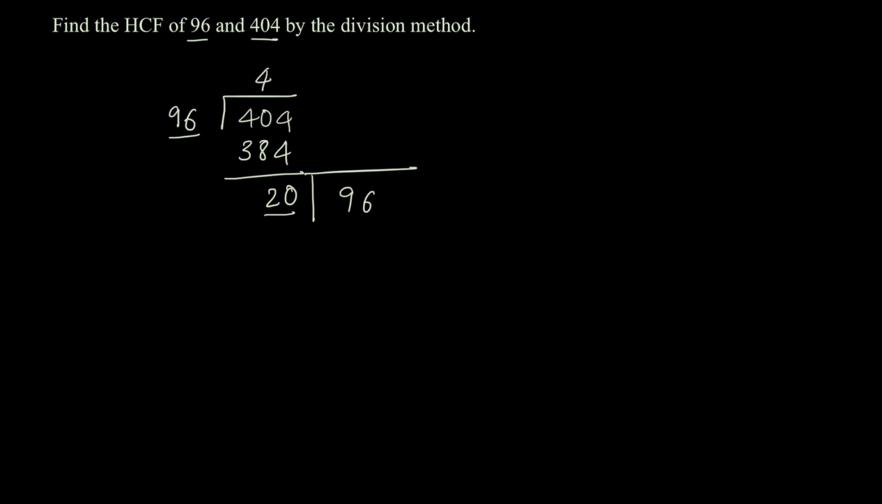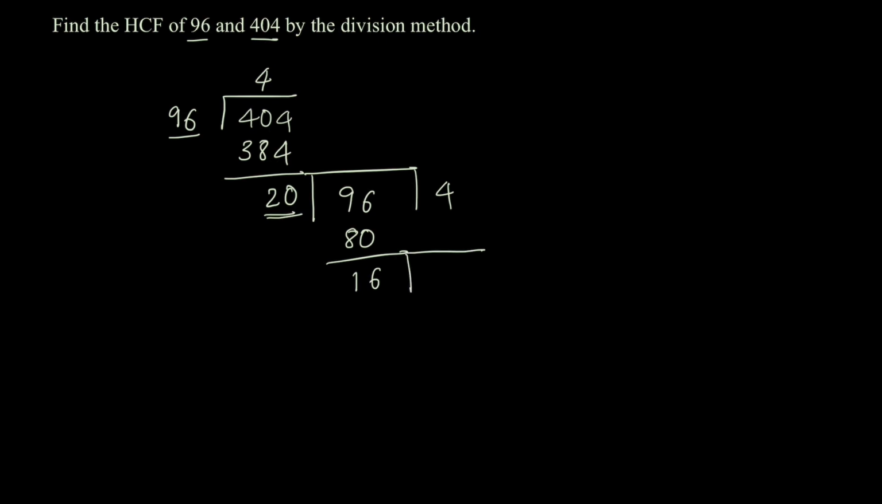So we divide 96 by 20. 20 goes in 96 4 times. 4 times 20 gives us 80. Subtracting that from 96 gives us a remainder of 16.